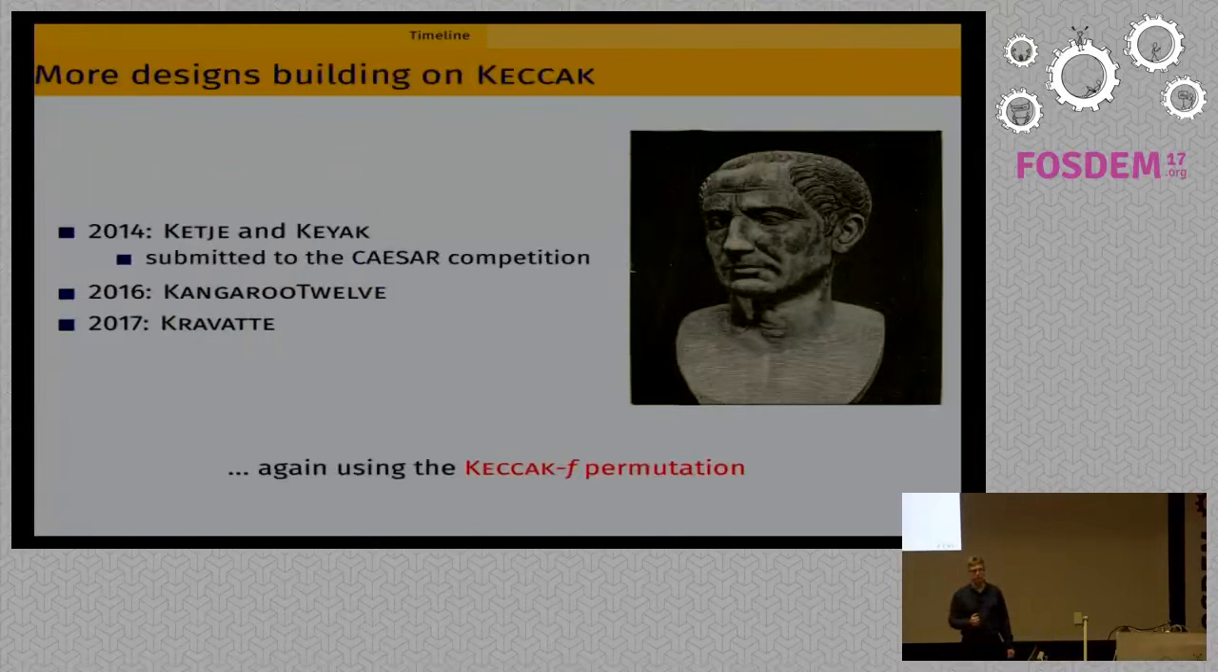On the side of this standardization process, we worked on other variants of Keccak. Ketje and Keyak are authenticated encryption schemes based on Keccak, which we submitted to the CAESAR competition. The CAESAR competition is a currently ongoing competition for new authenticated encryption schemes. Last year, we proposed a new hash function called KangarooTwelve. And then recently, we are working on a new set of functions called Kravatte. I will discuss these in a moment. The focus of this presentation is really on these new functions.